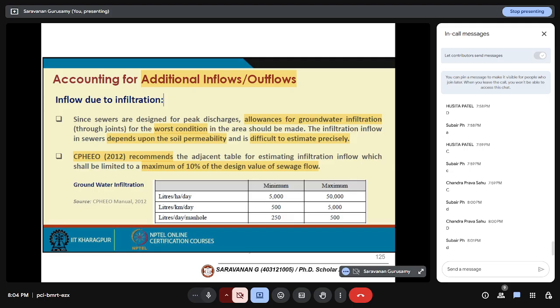So you can see here, as per CPHEEO recommends, take 10% of design value of the sewage flow as infiltration. So if I know 135 is consumed and coming out is 120 as wastewater, out of that 10% is 12 liters I can add as infiltration. Okay, so I can design the sewer.